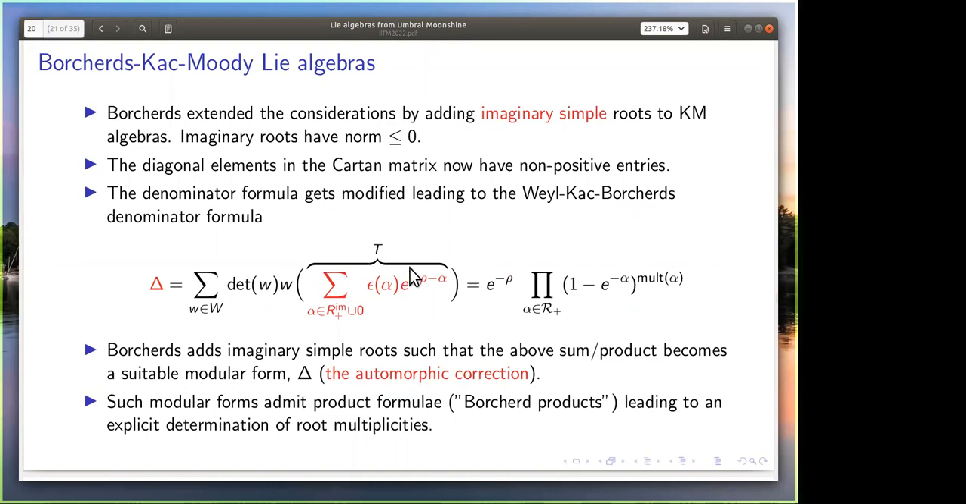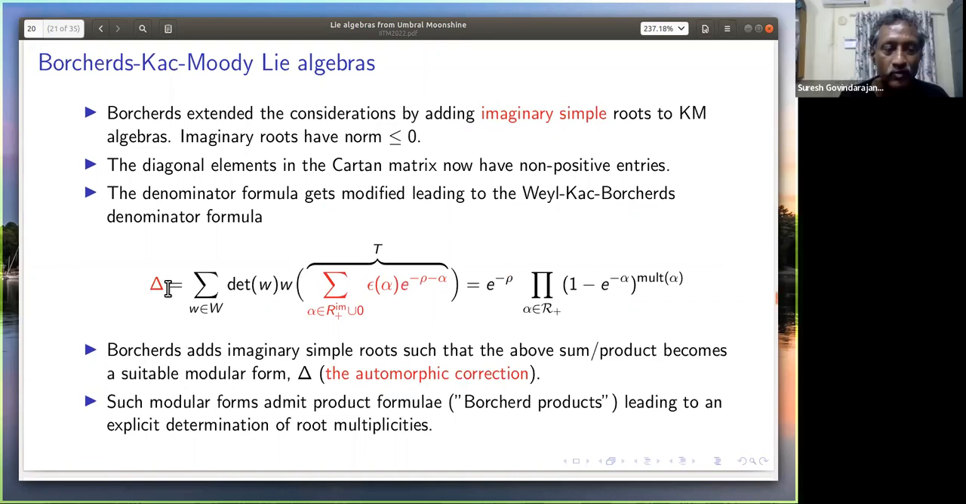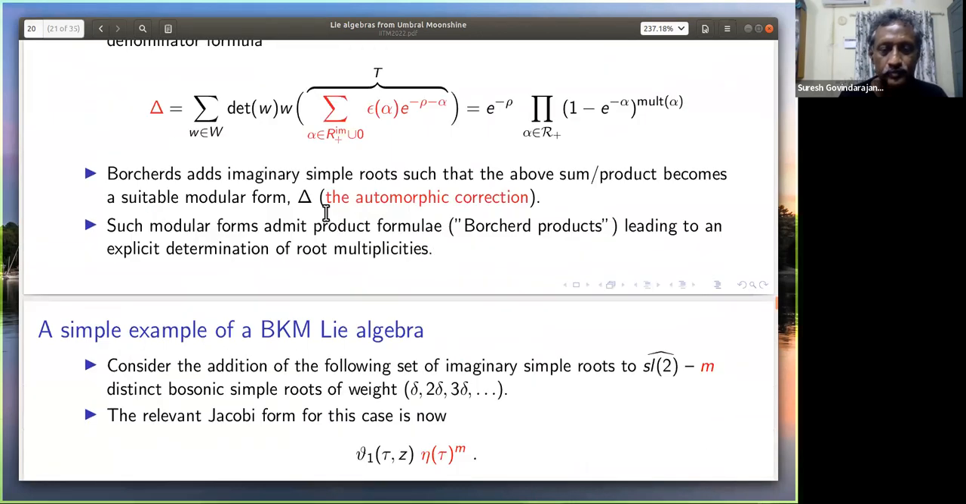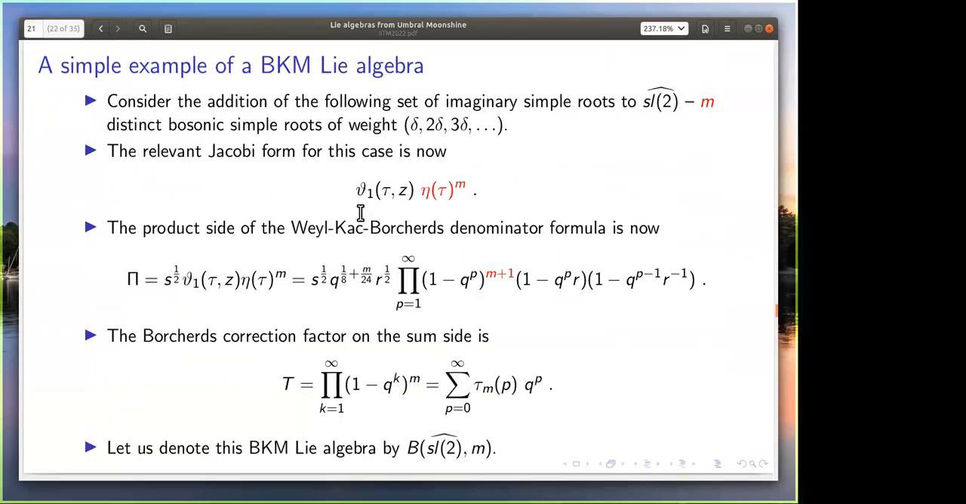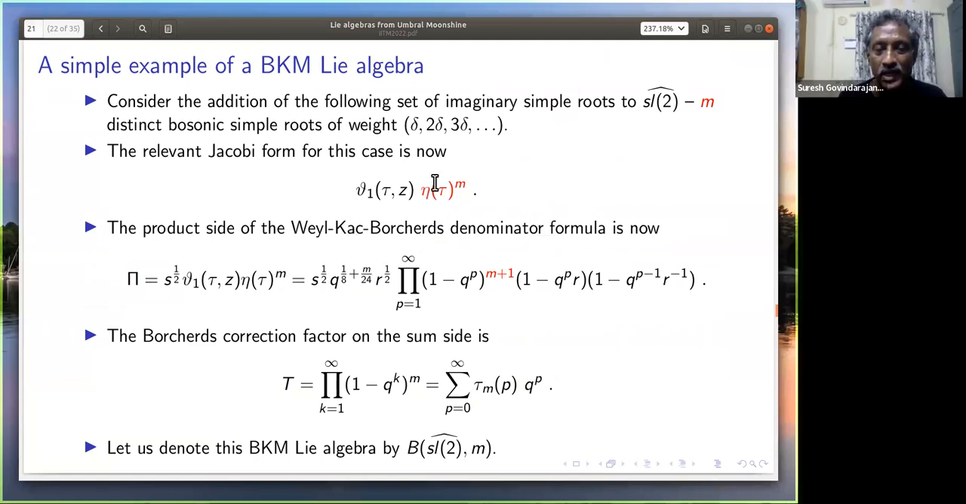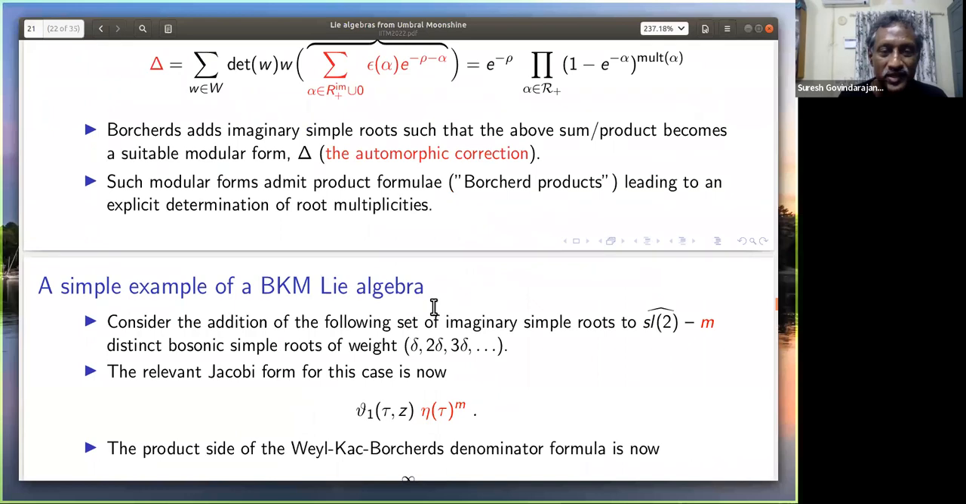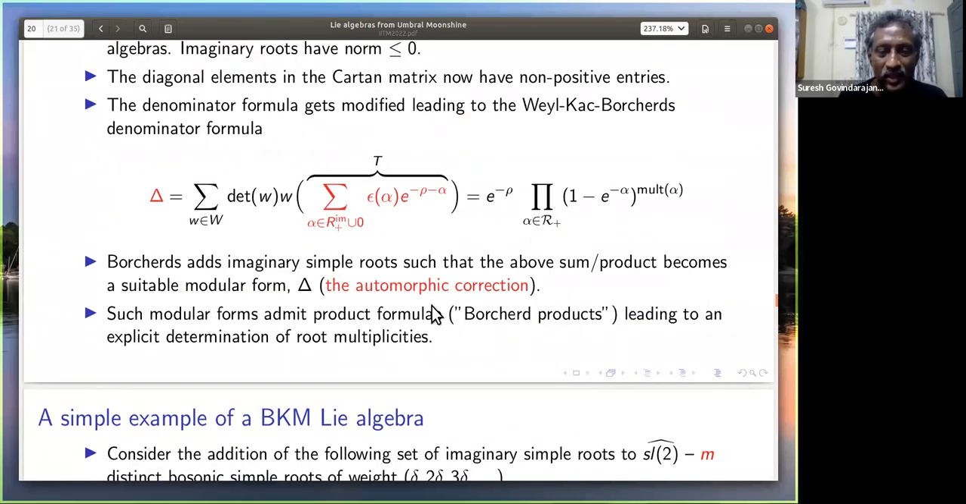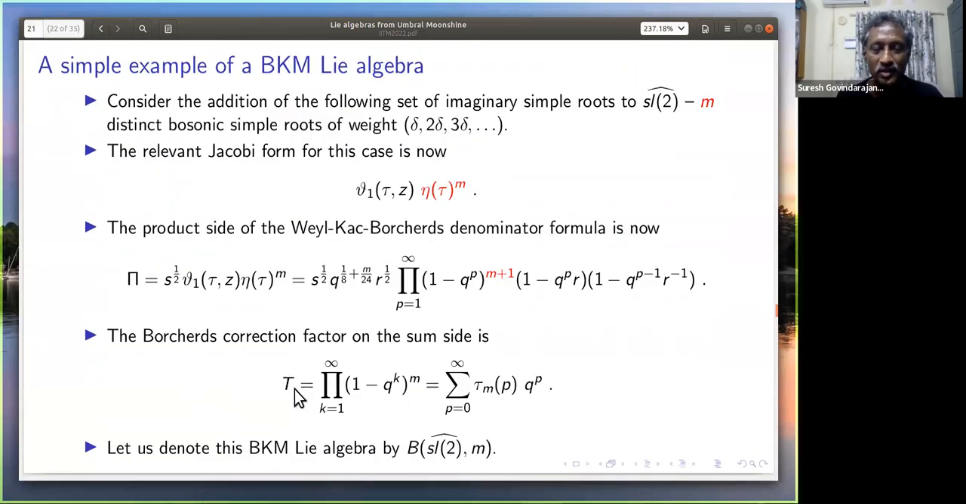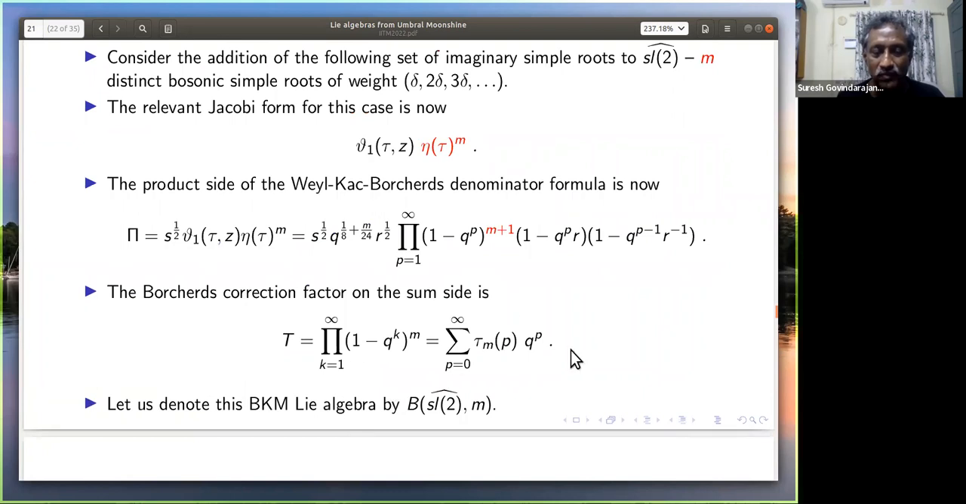Okay. And that's related to some modular form, some modular object. Yeah, that's what you were saying. So I'm giving you a delta. I'm telling you what the imaginary simple roots are. We get a product side, but then I have to tell you what is Borcherds' correction factor T. And that again I can tell you what it is. It's just a very simple thing. It's determined completely by that.